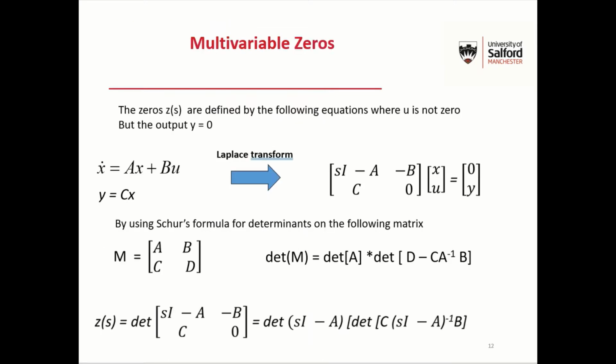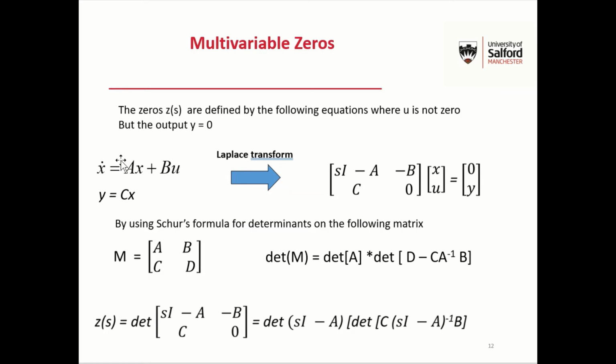Now, the next one to come to is multivariable zeros. Zeros are a bit more complicated. The definition of a zero from a multivariable perspective is where the input u is not zero, but the output y is zero. This seems a bit strange at first. You've got some input to the system which is non-zero, but the output is zero.